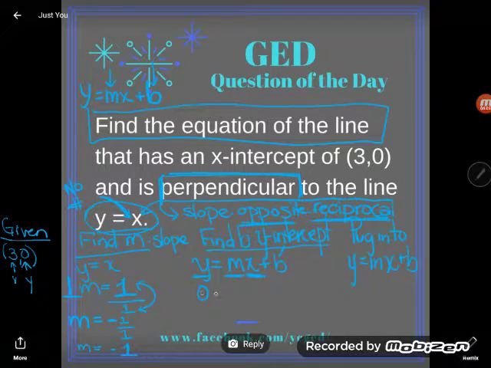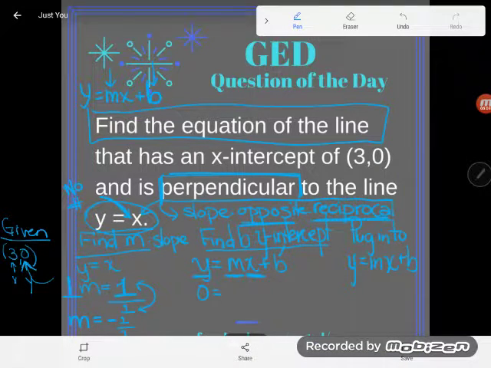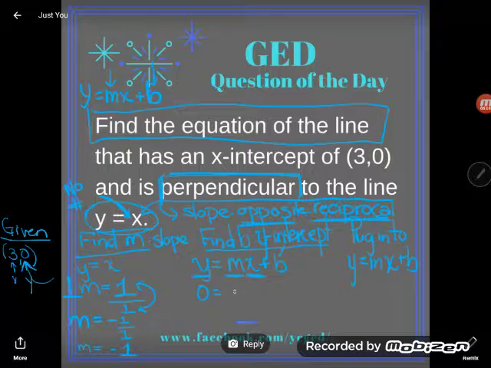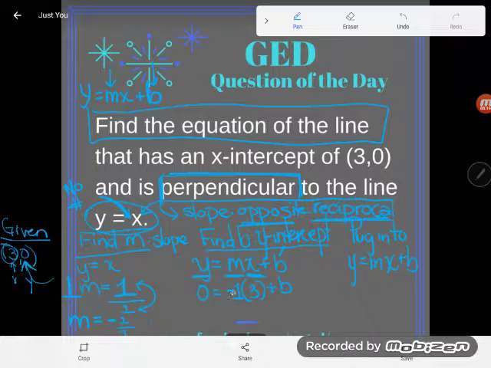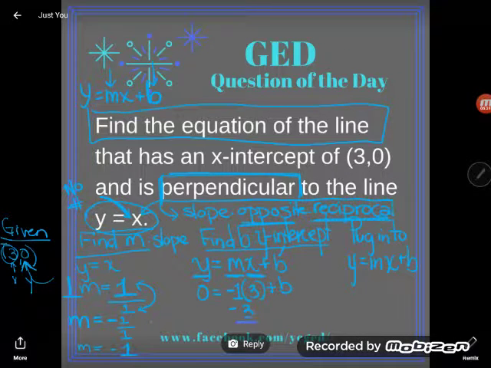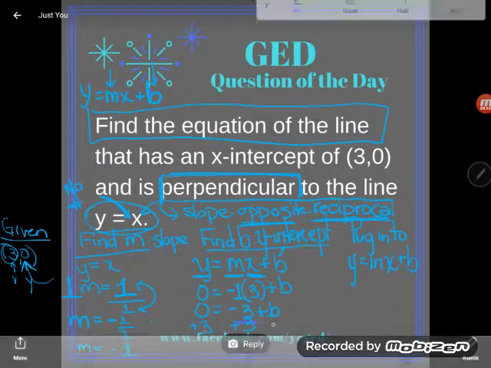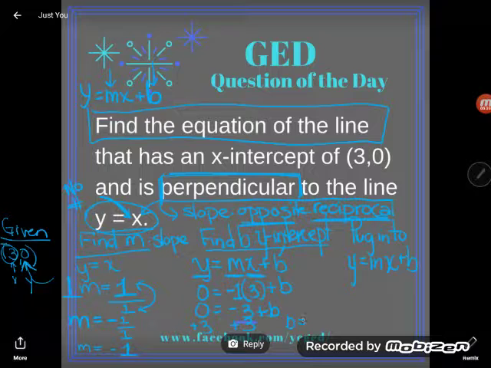Let's do it. I'll plug in my 0 for y. Again, I'm getting that right here from my point. I'll plug in the m I just found, which was -1. I'll plug in the x value from my point, which was 3. And I don't know my b. That's okay. I'm about to discover it. So now we simplify before we solve. -1 times 3 is -3. And now I can solve this guy for b by adding 3 to both sides. And I do find out that my b is equal to 3.